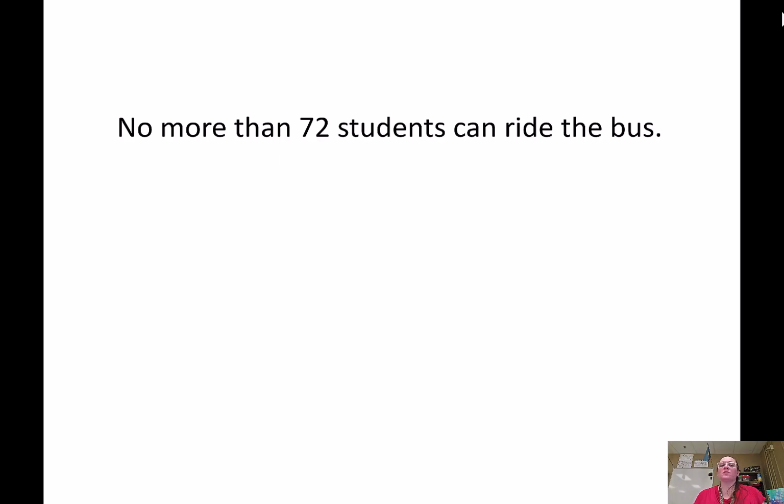So right here, we've got a situation. No more than 72 students can ride the bus. Well, in this situation, we could have 72 students riding the bus, right? No more than. That's the max we can have. But we could also have fewer than. So instead of writing an equation like x equals 72, because it's not always going to be 72 kids on the bus, we can write something that says x has to be less than or equal to, which is what we call an inequality.